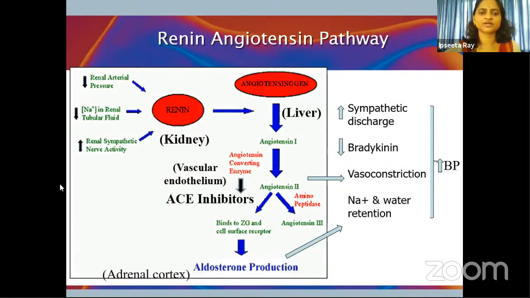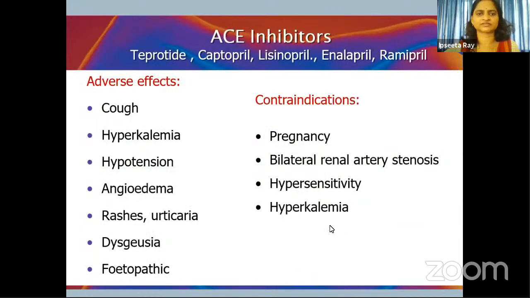So when you give ACE inhibitors, they will block the enzyme angiotensin converting enzyme, that is ACE, and as a result, they will reduce the sympathetic discharge, they will increase bradykinin levels, they will inhibit vasoconstriction, and they will also reduce the sodium and water retention. All this contributes to the fall in blood pressure. So it's not only through inhibition of vasoconstriction, but you are also supposed to write the various other mechanisms, how ACE inhibitors contribute to their hypotensive effects.